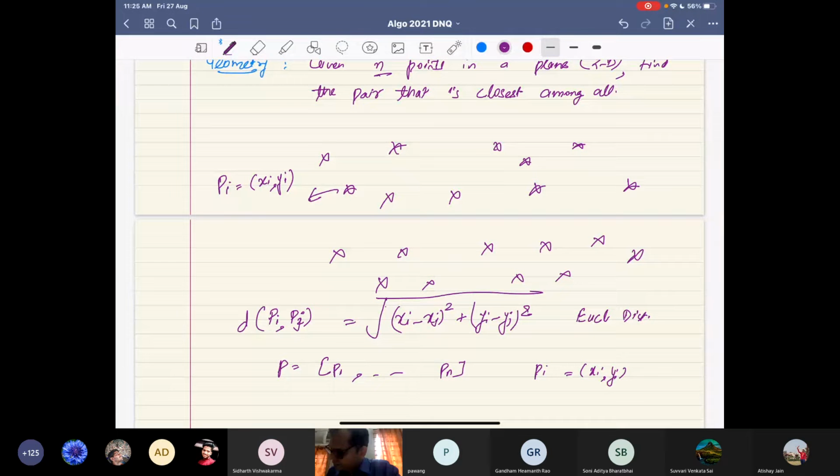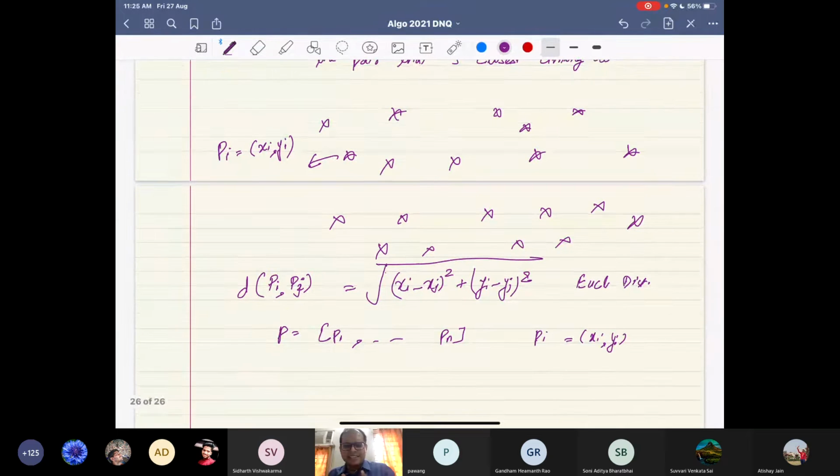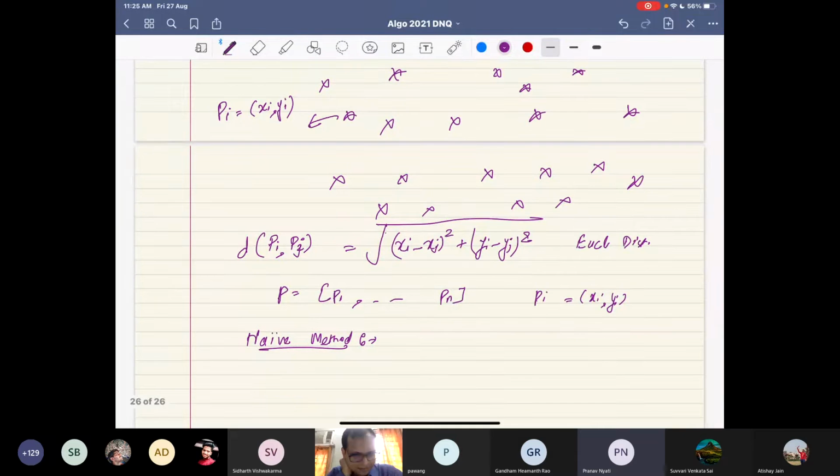At least you should think of the brute force, the simplest naive method. What is the naive method? Choose any 2 points, find the distance, by NC2. So we'll select 2 points like NC2 and find the distance, store the distances, and calculate the minimum as we proceed.